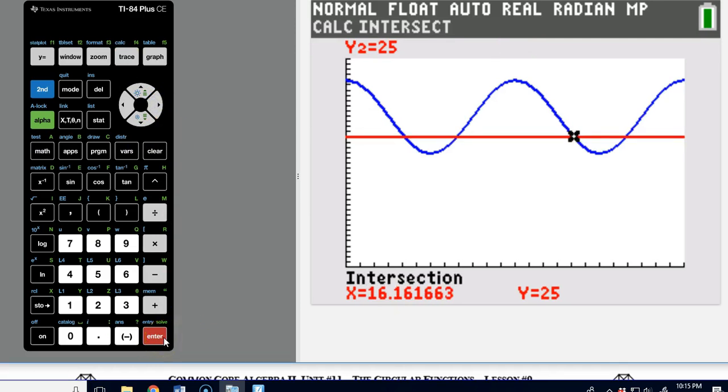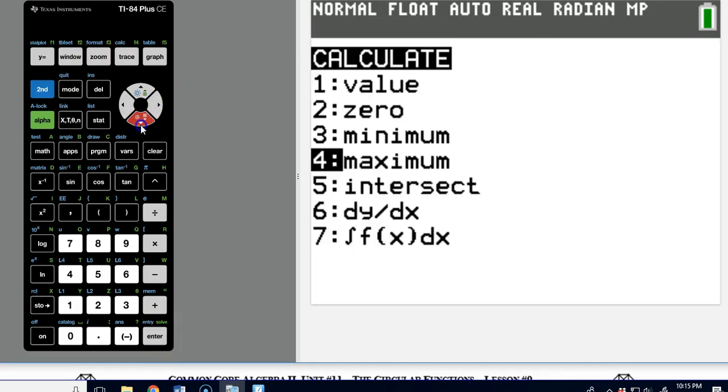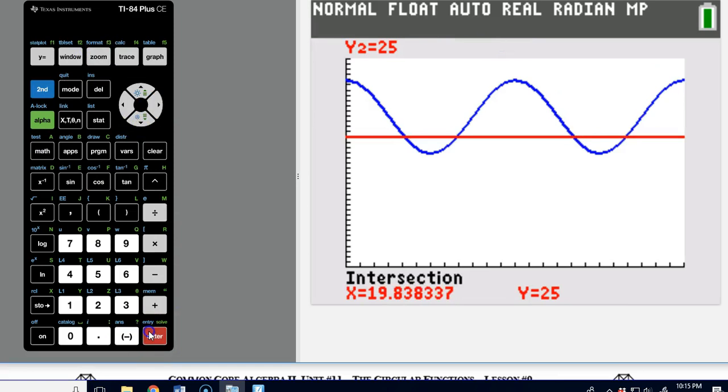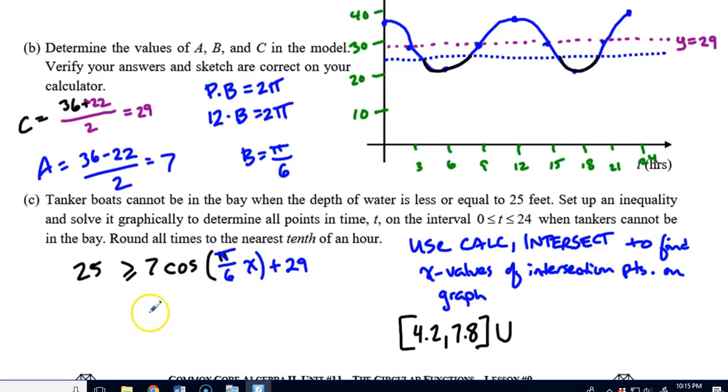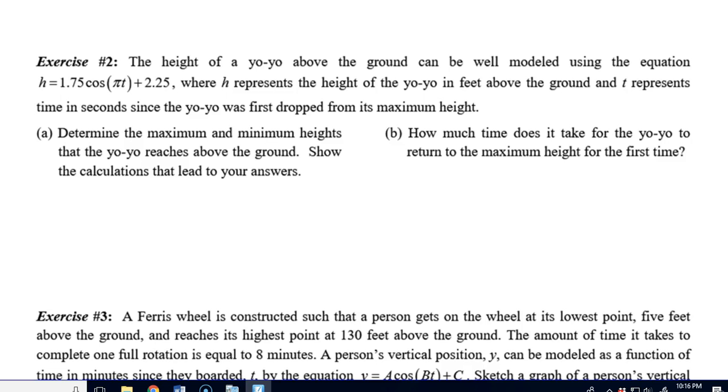So 16.2 and 19.8. Take a moment to reflect on the relationship between those numbers. Play the recording when you're ready. Okay, so hopefully you recognize, hey, I just added 12 to each of those because the graph repeats every 12 hours and it just shifts over 12. Not a coincidence.